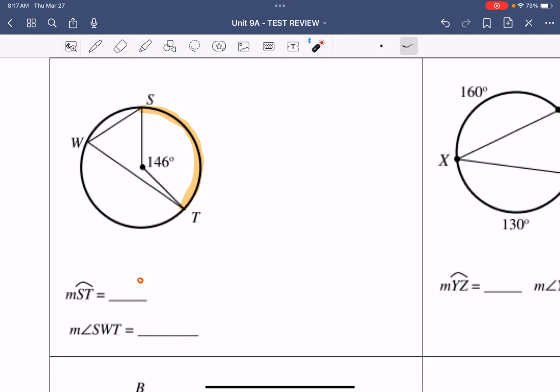As long as the angle is touching the center, so you see how that's a central angle, it's just going to be the exact same. So if the angle is 146, then the arc is also 146.